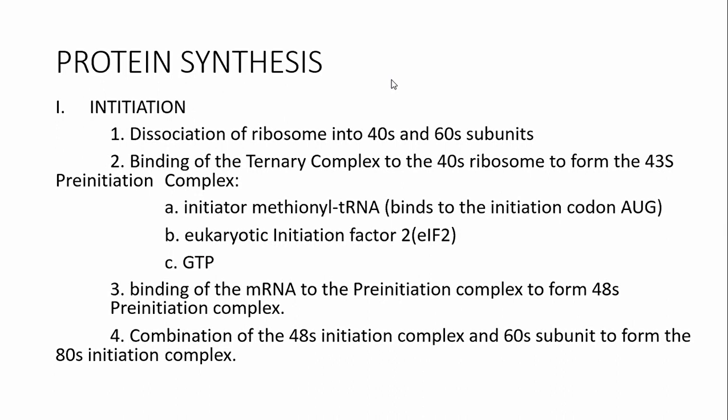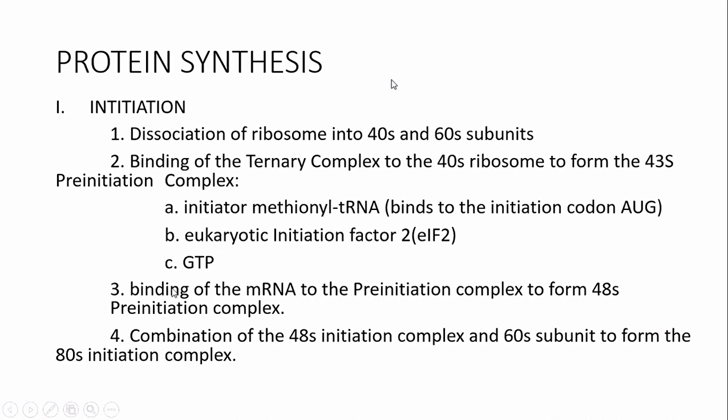Now, there would be a binding of your ternary complex to the 40S ribosome to form the 43S pre-initiation complex. Ang ternary complex is this one: initiator methionine tRNA, eukaryotic initiation factor 2, and your GTP. Ito silang tatlo yung nagko-compose ng ternary complex. Please remember these three, ha? Okay? An RNA, a protein, and then a nucleotide, your guanosine triphosphate. Sila yung nagko-compose ng ternary complex mo.